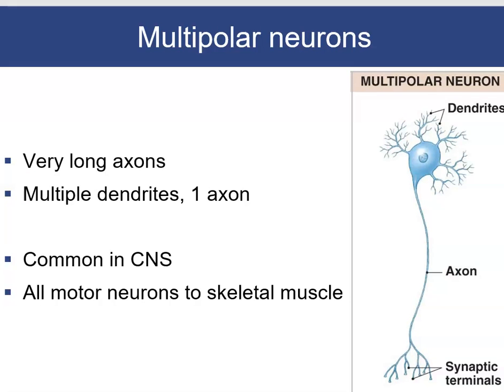And then the last is a multipolar neuron. This is the classic looking neuron. It has a very long axon and multiple dendrites coming off of its cell body. So the dendrites, the cell body, and one long axon. These are very common in the central nervous system. They also make up the motor neurons that go out to our skeletal muscles.